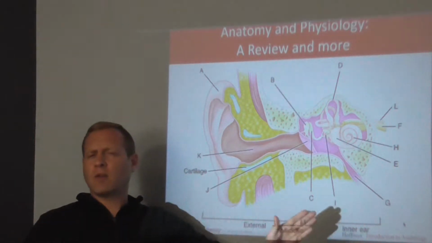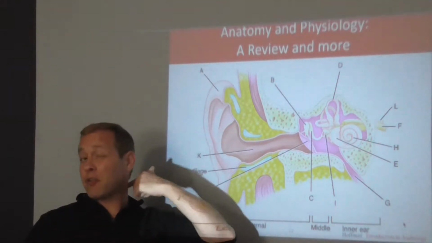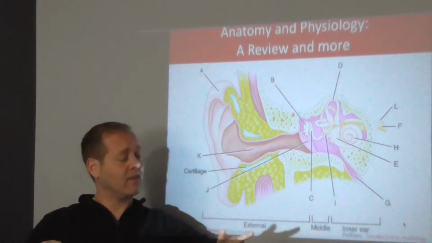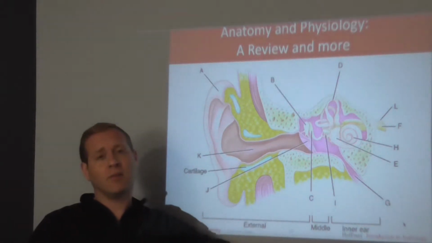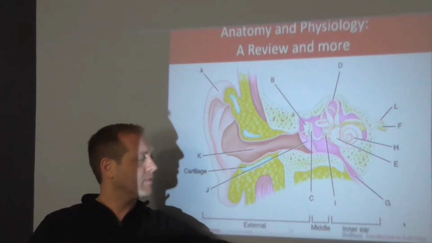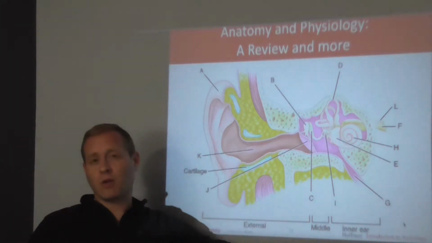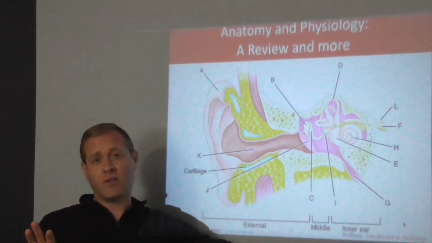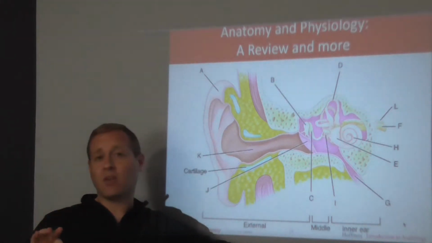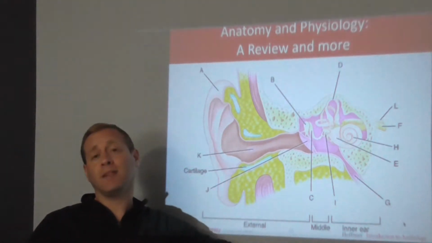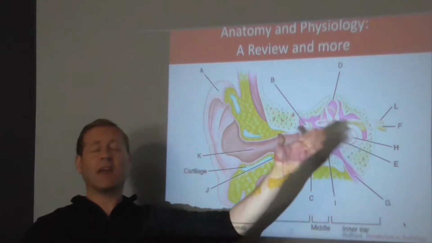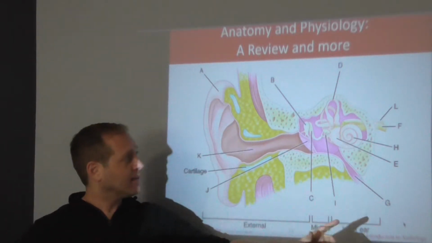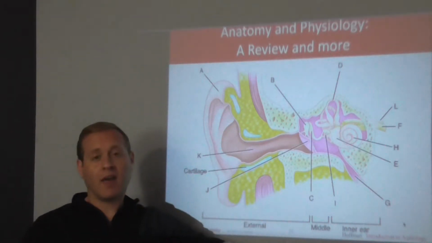I don't know if you guys are familiar with the 12 cranial nerves. There are 12 nerves that come from the brain that deal with the majority of the sensory and motor aspects of our body. The 8th nerve, 1, 2, 3, 4, 5, 6, 7, 8th nerve, is known as the vestibulocochlear nerve. That's the nerve that comes into the ear. Here it's labeled as F, okay?